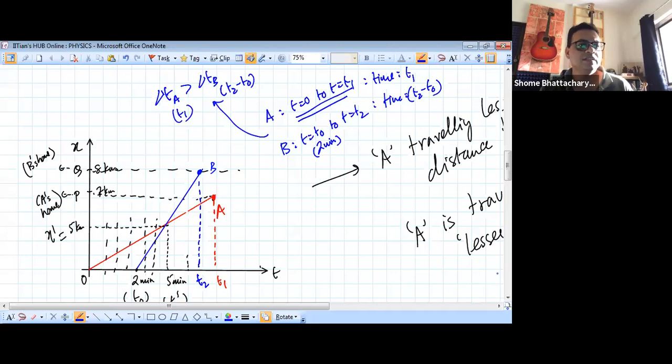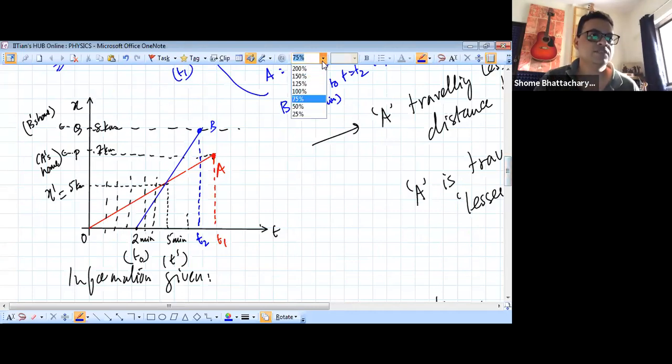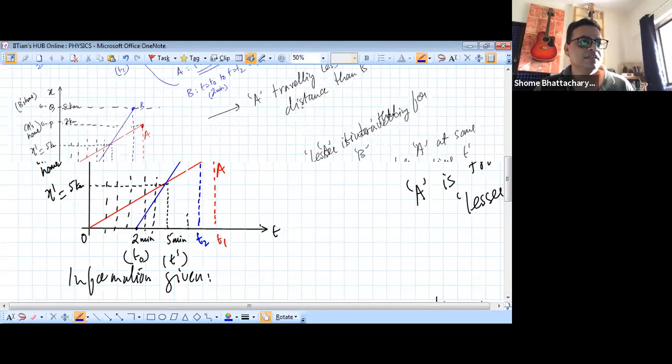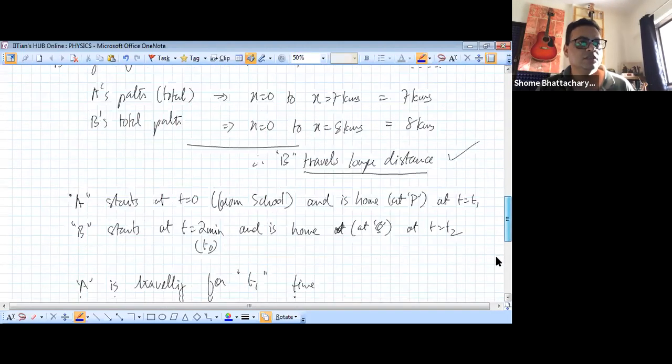Because anyway, T1 is greater than T2 and B is traveling for even less than T2. Okay, so from the graph, I can see that T1 is greater than T2. So definitely it implies that T1 will be greater than T2 minus T0, T0 being the time when B starts. So that's how I'm making my second statement over here, that as far as distance is covered, that was my first statement. कि distance कौन ज़्यादा travel कर रहा है? B. But time किसके लिए ज़्यादा है? A के लिए ज़्यादा time. Okay. So that is the statement over here.